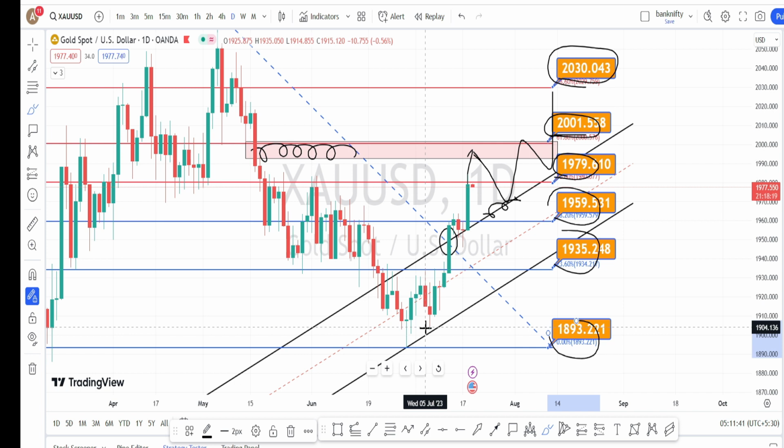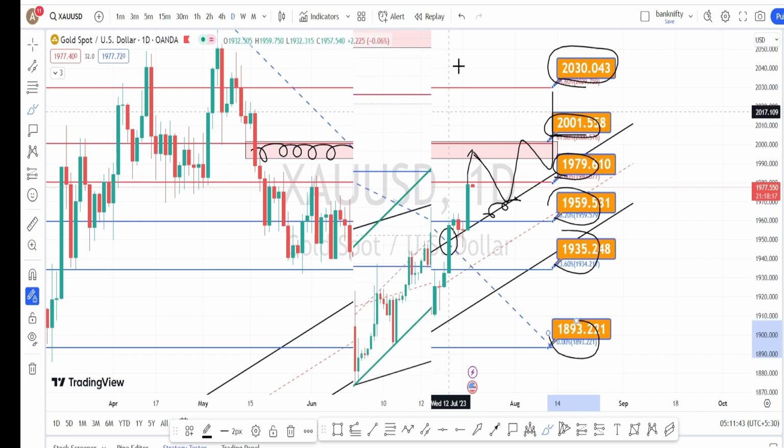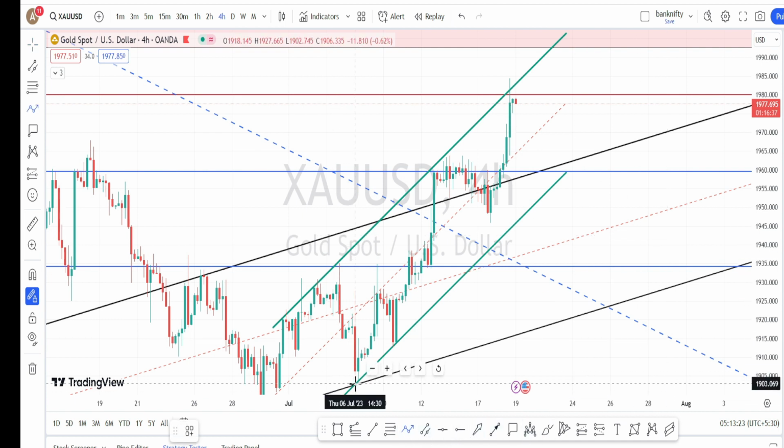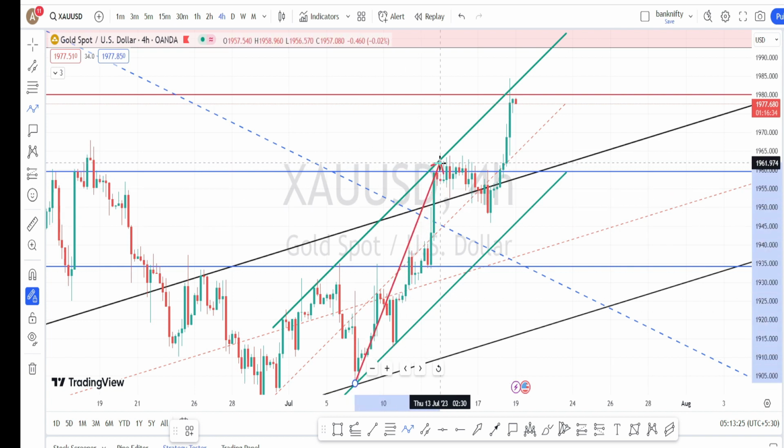Let us look at the price action for 4 hours time frame. I'm in 4 hours time frame, and when we look at the price action in 4 hours time frame, it is also trading within a bullish channel pattern in a bullish trend. We have noticed the price action find resistance around this resistance level of 1980, which is the very strong resistance level in the daily time frame.